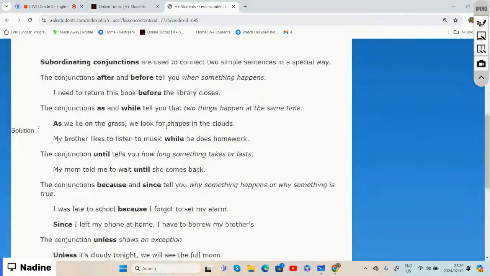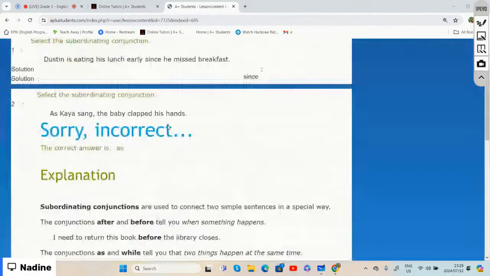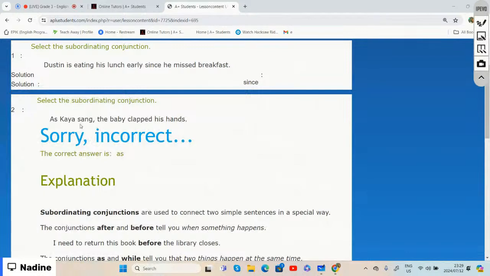All right, the next one. It says, as Kaya sang, the baby clapped his hands. We need to select the subordinating conjunction. What is the subordinating conjunction within that sentence?